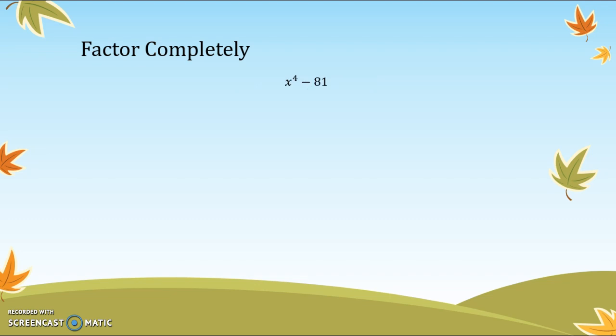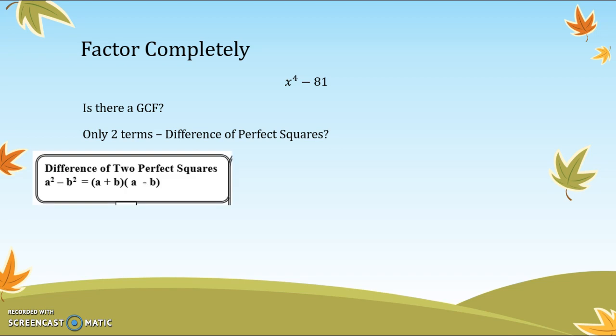Let's tackle x to the 4th minus 81. Is there a greatest common factor? No, I do not see that they're both divisible by the same number or letter. I see that there are only two terms. When I have two terms, our only option is to use the difference of perfect squares. So here's our difference of perfect squares rule. Can I rewrite my first term as something squared minus the second term as something else squared?